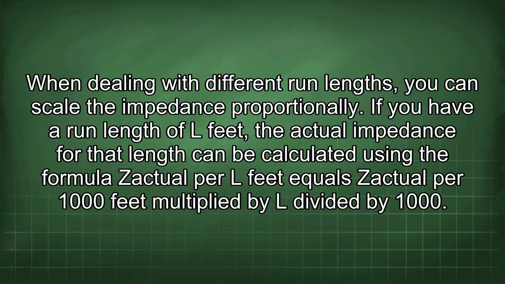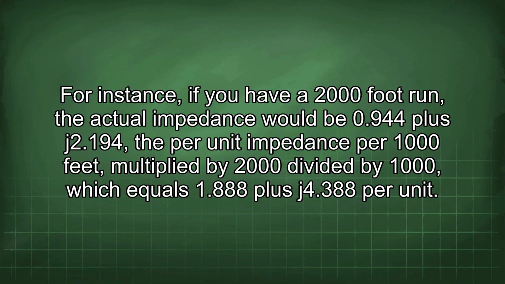When dealing with different run lengths, you can scale the impedance proportionally. If you have a run length of L feet, the actual impedance for that length can be calculated using the formula: actual per L feet equals actual per 1000 feet multiplied by L divided by 1000. For instance, if you have a 2000 foot run, the per unit impedance would be 0.944 plus j2.194, the per unit impedance per 1000 feet, multiplied by 2000 divided by 1000, which equals 1.888 plus j4.388 per unit.